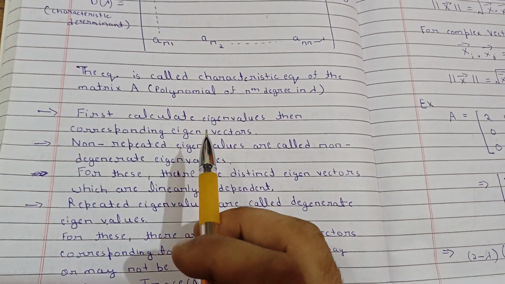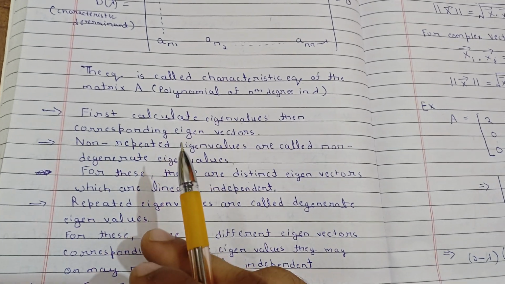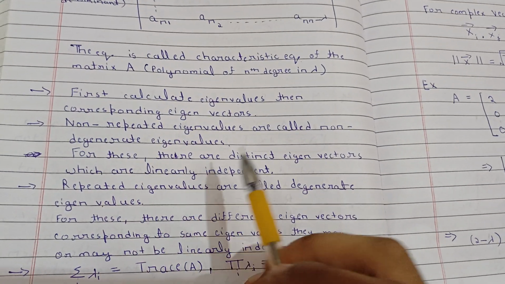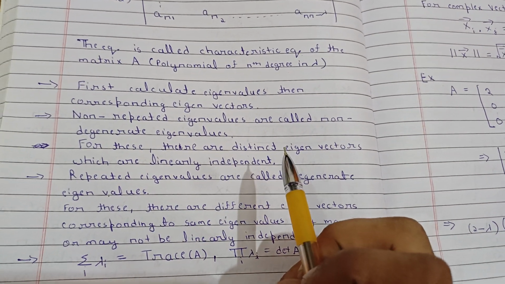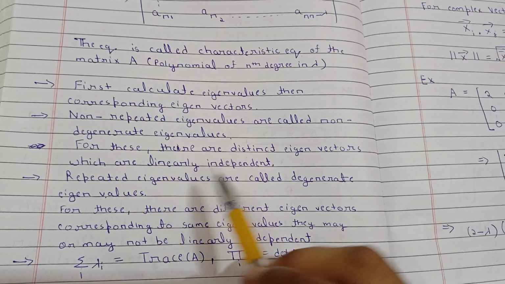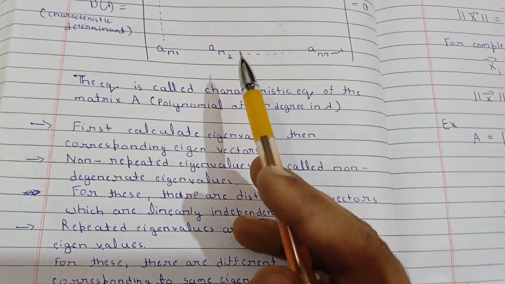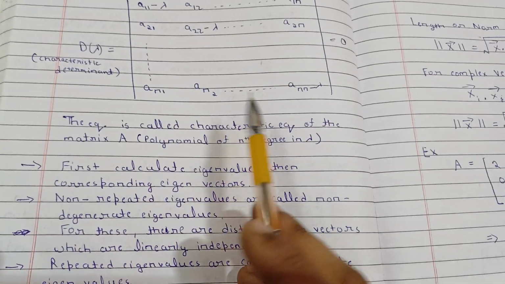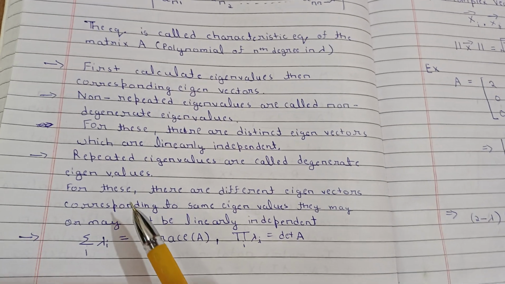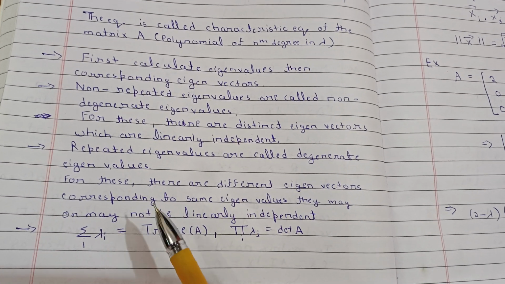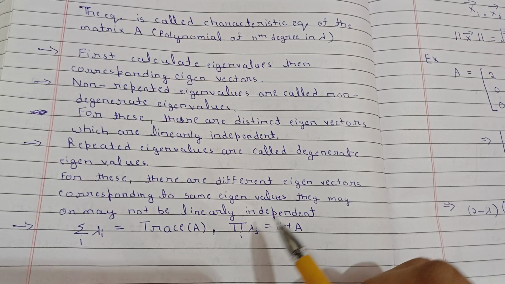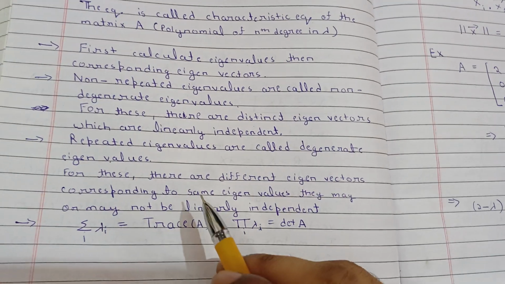If we get all the eigenvalues different, meaning no two eigenvalues are the same, then they are called non-degenerate eigenvalues. For these we will get distinct eigenvectors for all of them, and all are linearly independent. Now if we get repeated eigenvalues after solving this, meaning two eigenvalues are the same, then we call them degenerate eigenvalues. Repeated eigenvalues are called degenerate eigenvalues. For these, for the same two eigenvalues we will get different eigenvectors, and those eigenvectors may or may not be linearly independent.